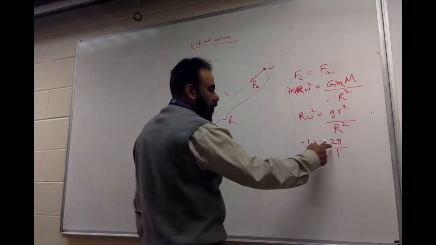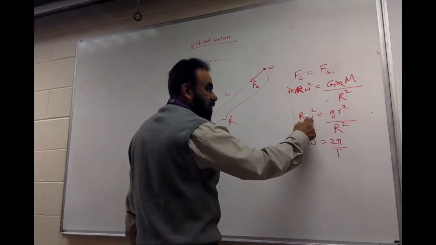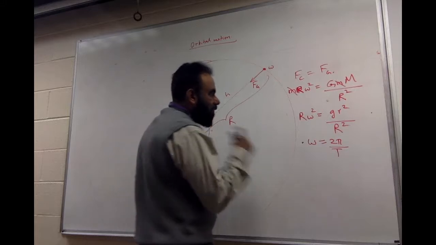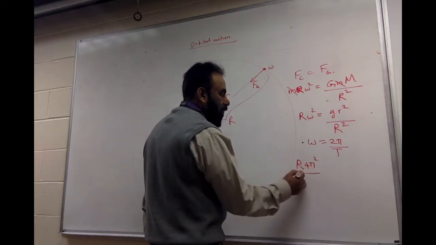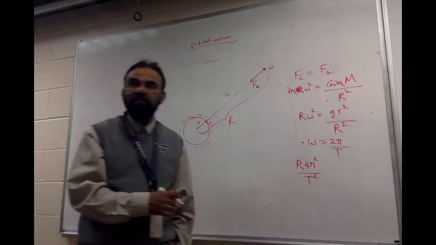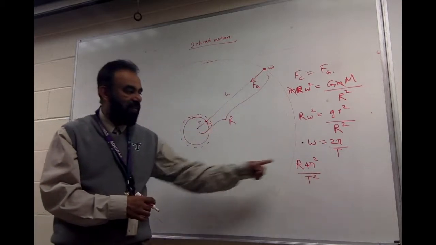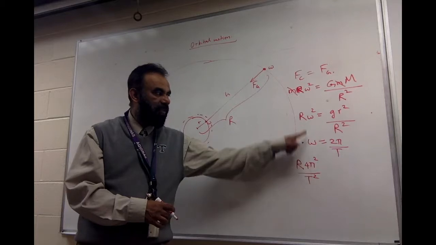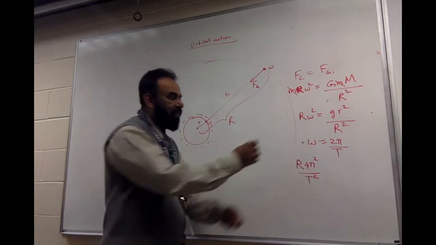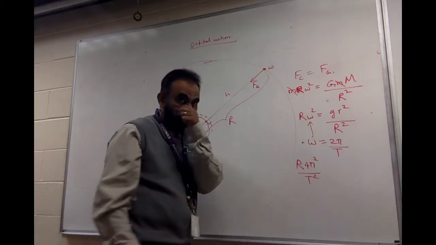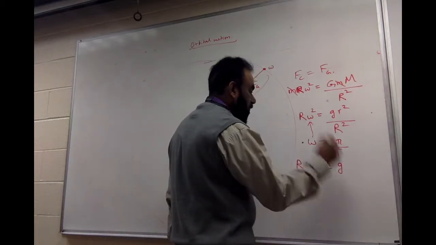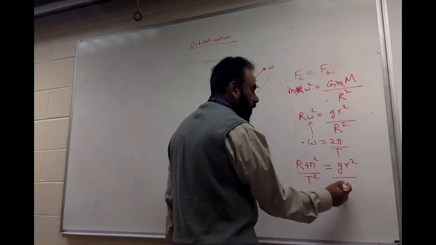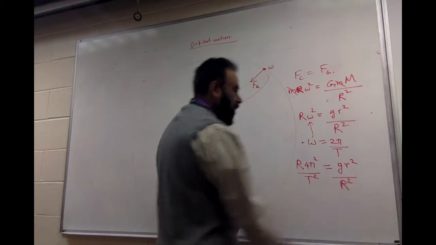Now, when you put omega 2 pi over T into this, what do you get? R 4 pi square over T square, is that okay? R 4 pi square over T square. I'm substituting omega here. Is equal to G R square over R square.